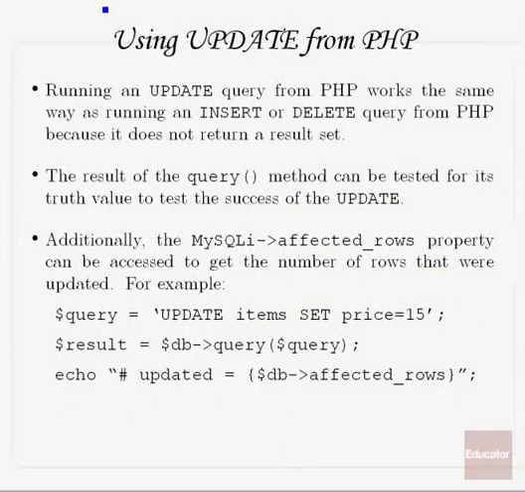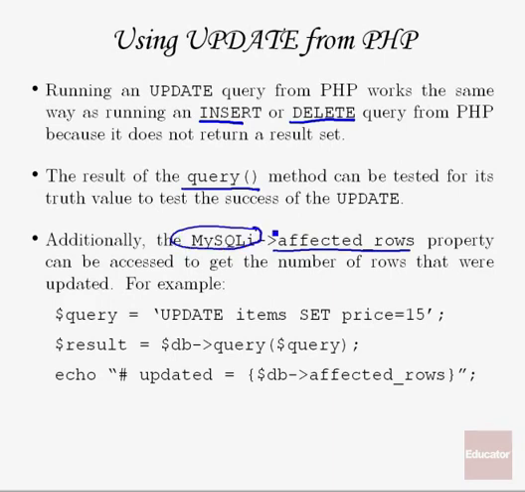So the way we run an update query from PHP is the same as we do for our insert and delete queries. They don't return a result set. We can test the return value of query as a truth value to see whether it was successful or not. It returns true if the update was successful, false if it wasn't. We can also check the affected rows property of our MySQLi object. And that allows us to see the number of rows that were updated.